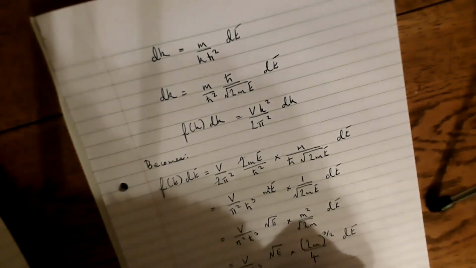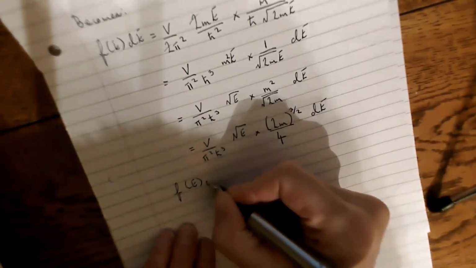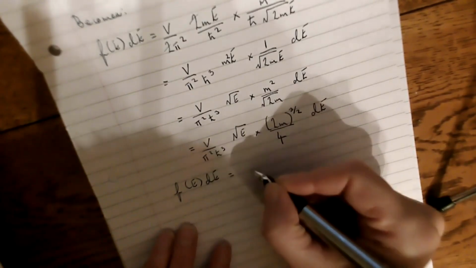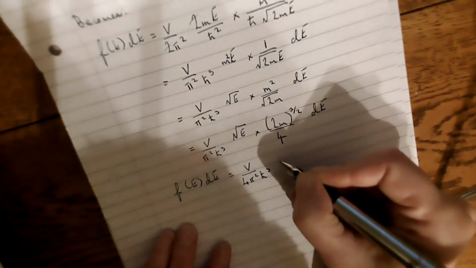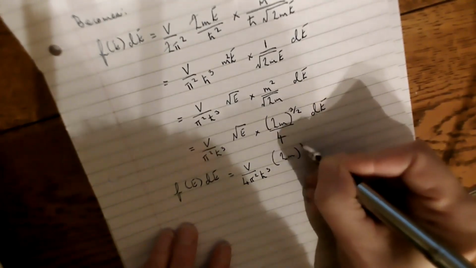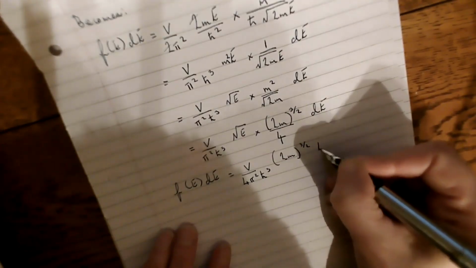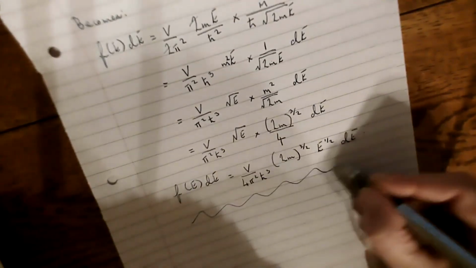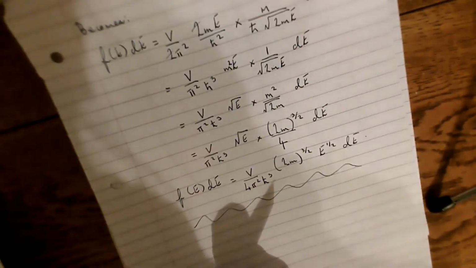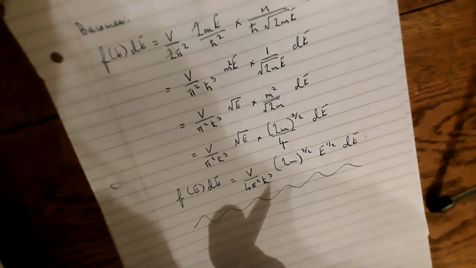So this gives us the grand result that f of E dE is equal to V over 4 pi squared h bar cubed, 2m to the 3 over 2, E to the half dE. And this is our density of energy states.